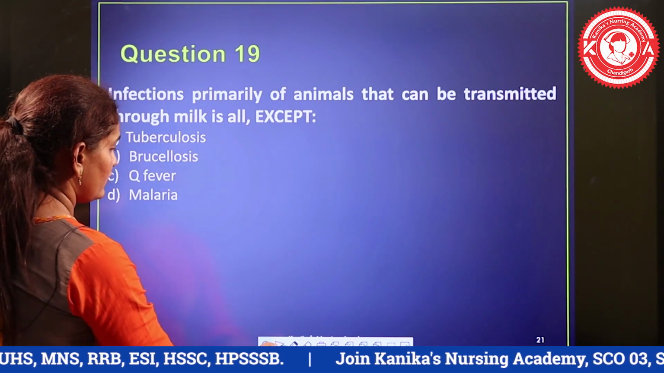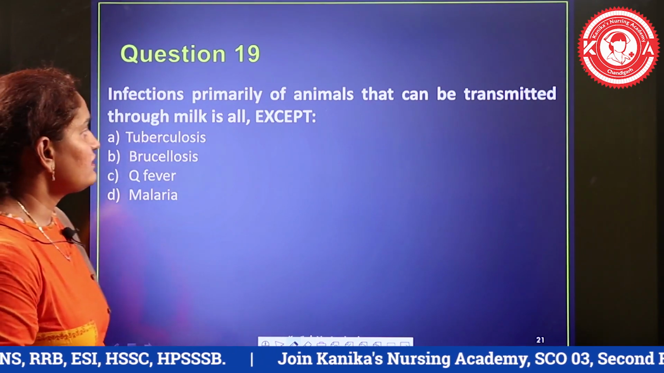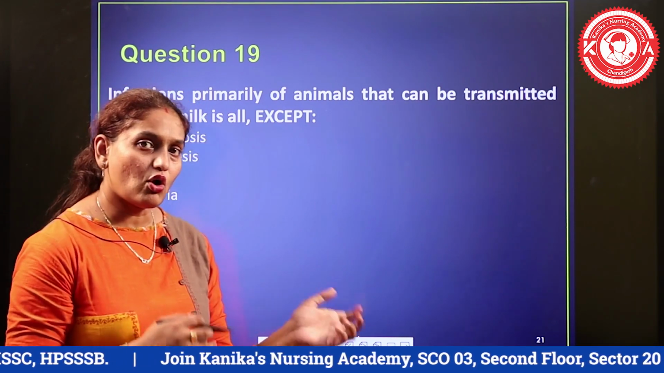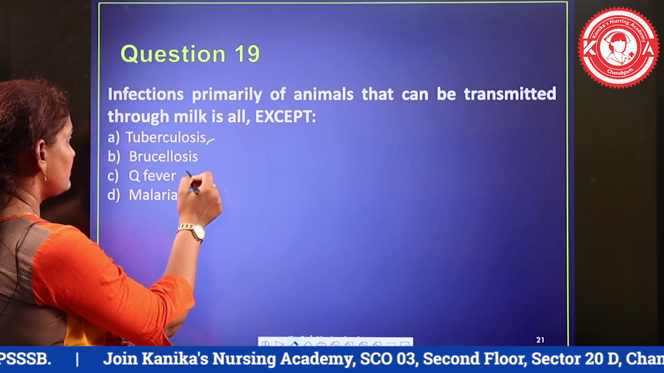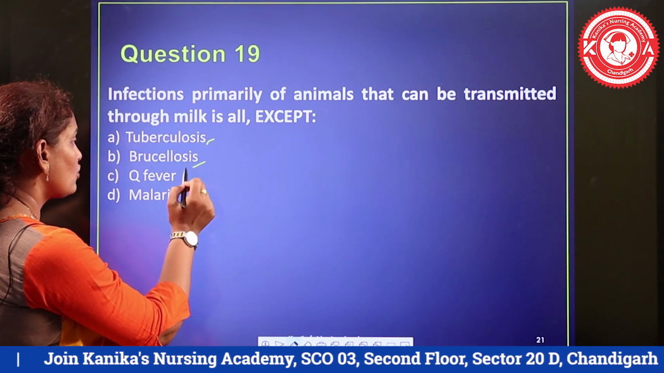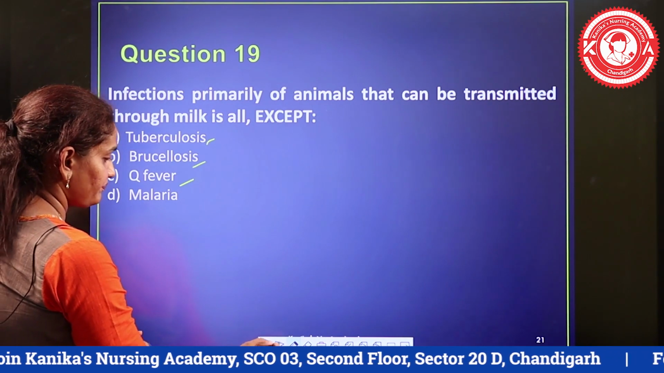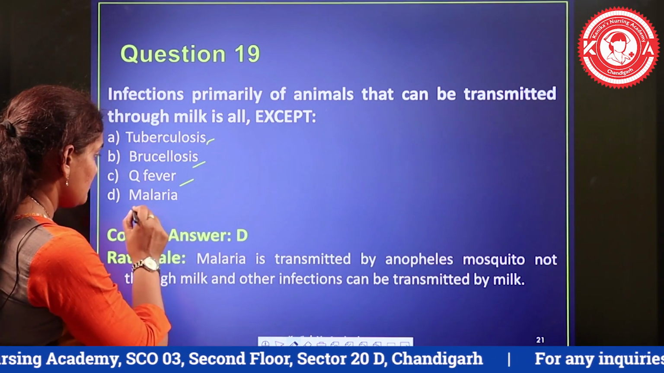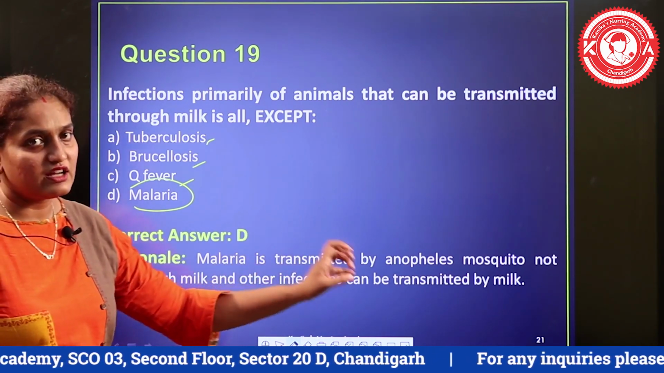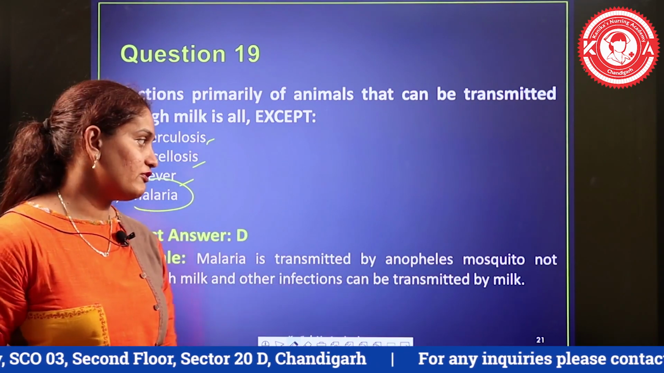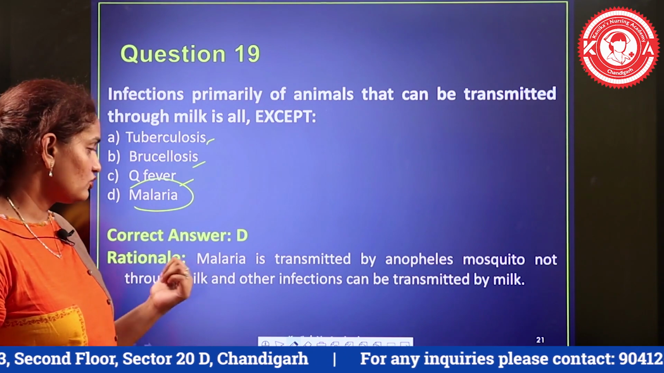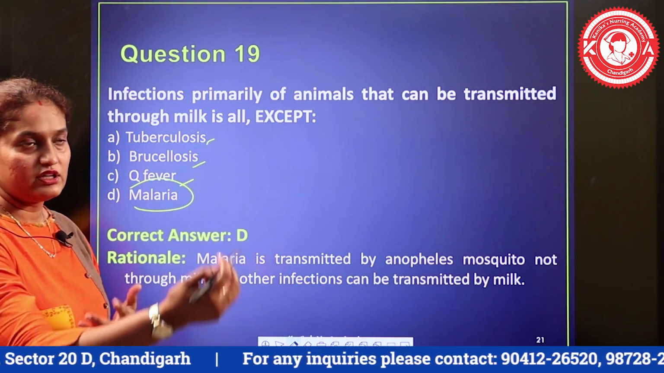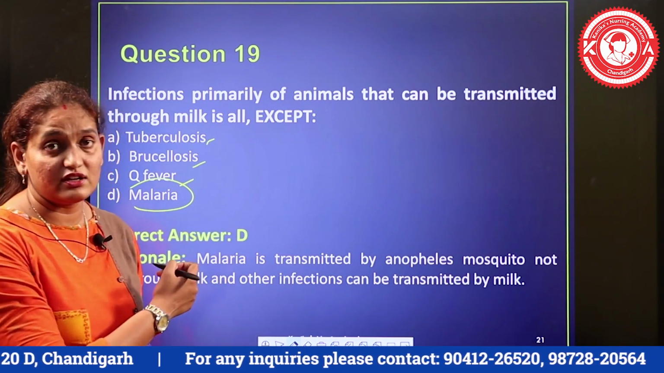Next is the 19th question, and the question says infections primarily of animals that can be transmitted through milk are all except: tuberculosis, brucellosis, Q fever or malaria, and the correct answer here is malaria. Malaria is transmitted by Anopheles mosquito, that we know, and it is not transmitted through milk, but other infections can be transmitted through the ingestion of milk. So correct answer here is malaria.